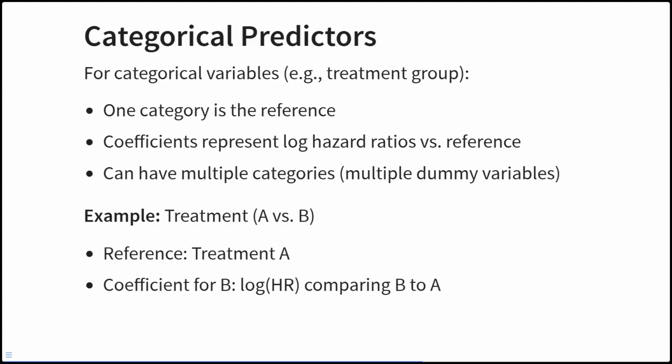So for categorical predictors, one category is usually the reference, and the coefficients represent the log hazard ratios versus the reference. And you can also have multiple categories. So this is what I just explained. You have treatment A and treatment B. Treatment A will be your reference when you're interpreting treatment B. So by interpreting treatment B, you already know what can also happen to treatment A. So what is treatment B hazard compared to A? Is it higher or what? It is lower. So that is how you interpret categorical predictors.